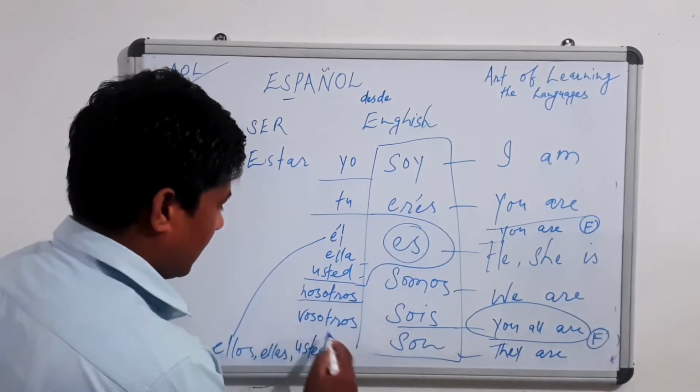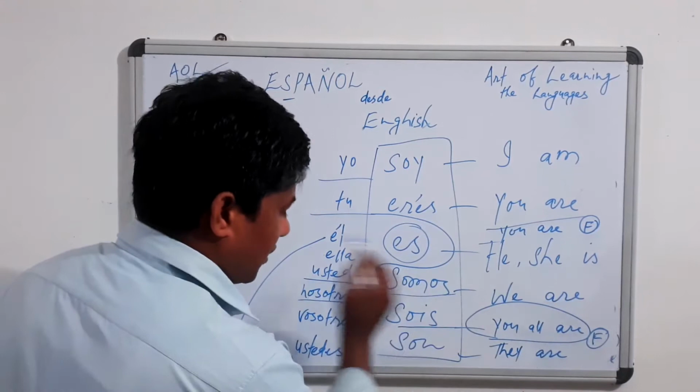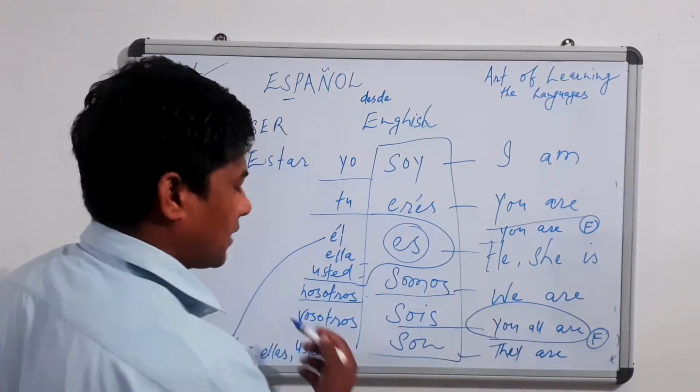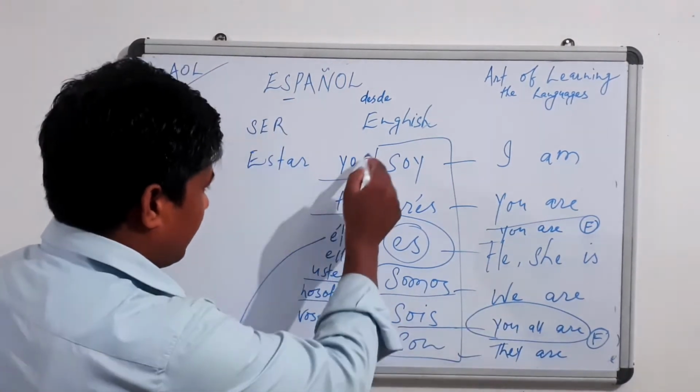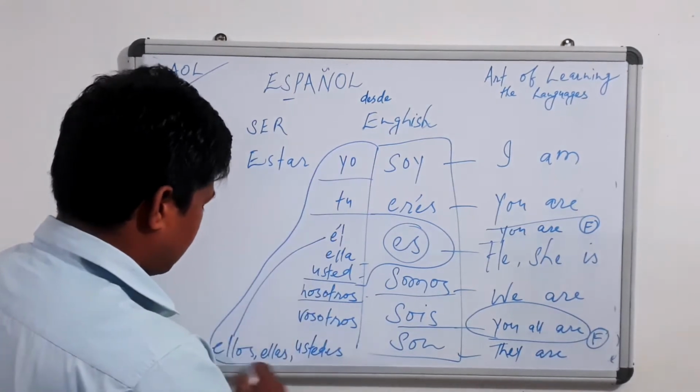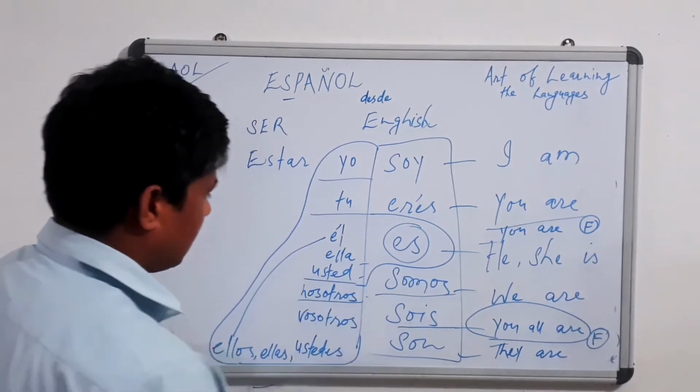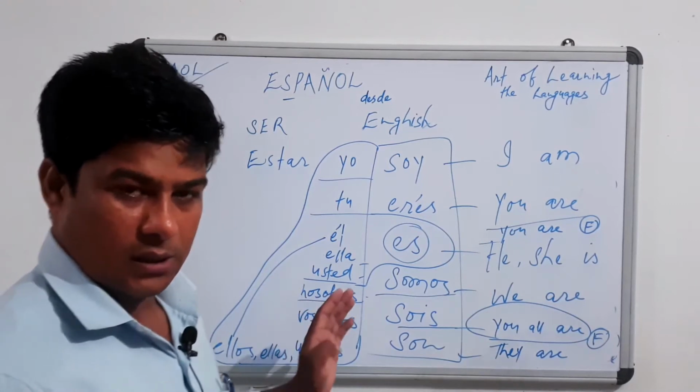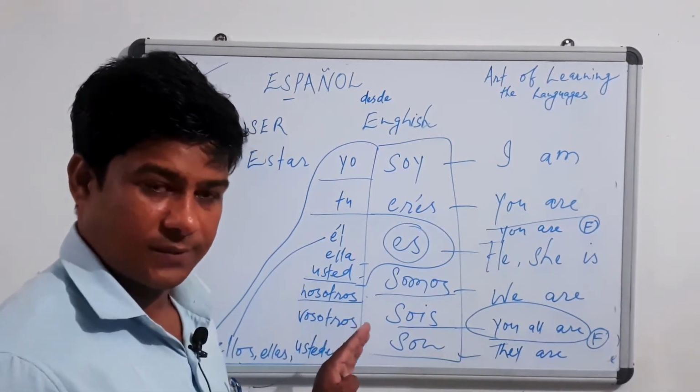Nosotros means we, and somos means we are. So nosotros somos means we are. When we talk in Spanish, we don't use these pronouns, these persons, to describe.